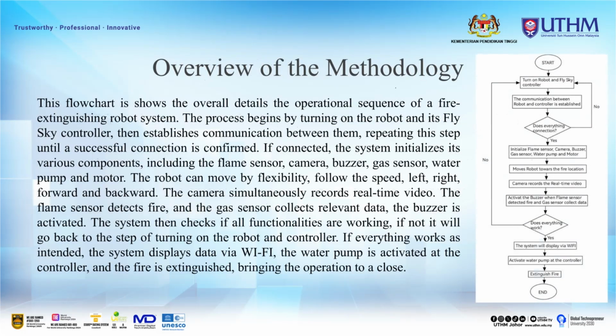This flowchart shows the overall details of the operation of the fire extinguishing robot system. First, turn on the robot and FlySky controller. Next, check whether the connection is successful. If connected, all the system will be operated. The robot can move in multiple directions, and real-time video, flame sensor, and gas sensor data are transmitted through Wi-Fi. If the system is not working, it must go back to the step of turning on the robot and controller for troubleshooting. If everything functions, it can conduct the fire scene operation.